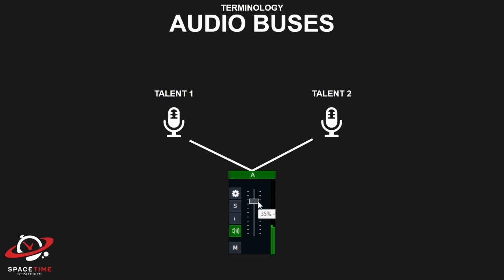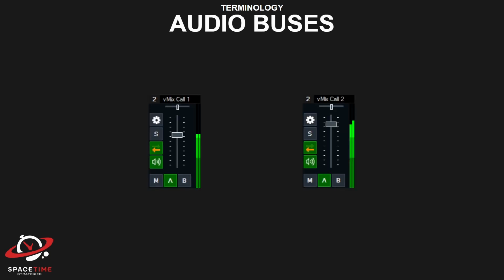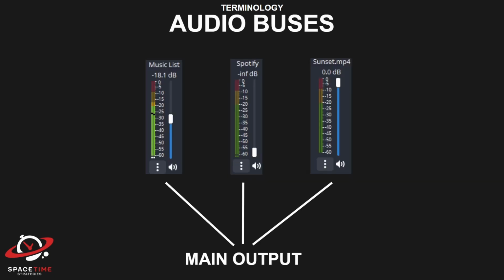Of course, you can still go in and adjust individual volume of every input independently, but a bus gives you quick adjustment and flexibility that you so often need in a live situation. For comparison, how is audio done in OBS? In OBS, every audio source has its own volume control, and every audio source goes straight to the main output, or in audio terms, master. This would be the same as not using any of the buses in vMix and routing all audio straight to master.